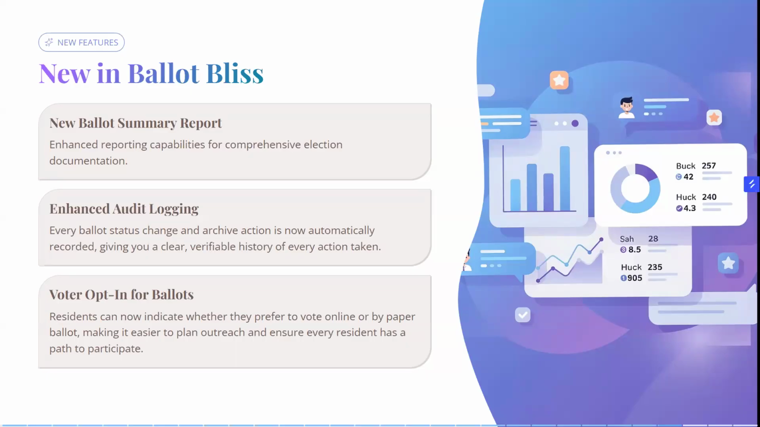We're also going to be enhancing the audit trail that I showed you guys, so it'll track more things. Every ballot status change and archive action is now going to be automatically recorded. So you get a clear, verifiable history of every action taken throughout the election, no gaps, no ambiguity. And then the final is voter opt-in for ballots. So residents can now indicate whether they prefer to vote online or by paper ballot, making it easier to plan outreach and ensure every resident has a path to participate.